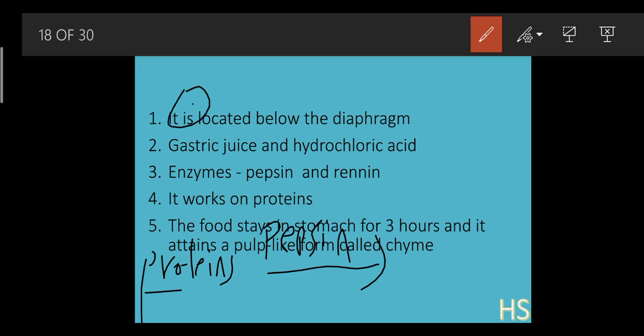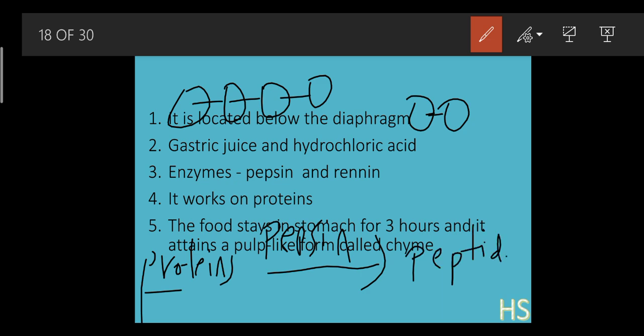Suppose this is the structure of the protein, which is very complex. So this complex structure is going to get broken and converted into a simpler form, which is easily digestible, which is called the peptides. So you can understand like this, the proteins which were complex got broken down into the smaller form called peptides, with the help of the enzyme called pepsin.